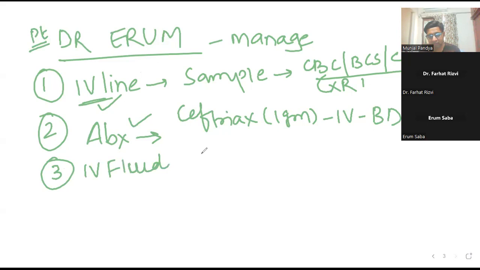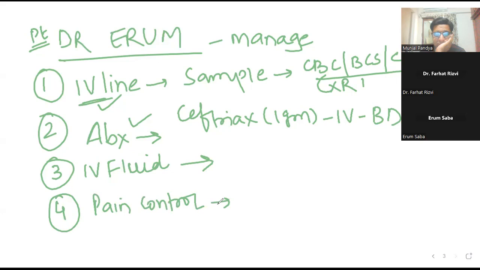Yes, sir. And I also want to give him painkillers to control his pain. So you will start IV fluid as well as pain control. Right? So what IV fluid do you want to give? Sir, crystalloids, usually normal saline and Ringer lactate. Crystalloid. RL you want to give. Yes, sir. Okay. What's the dose of this RL?